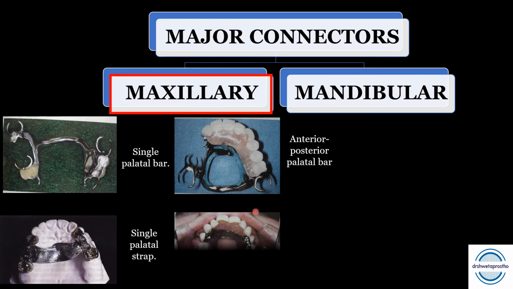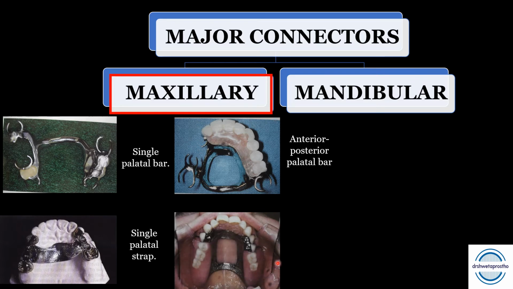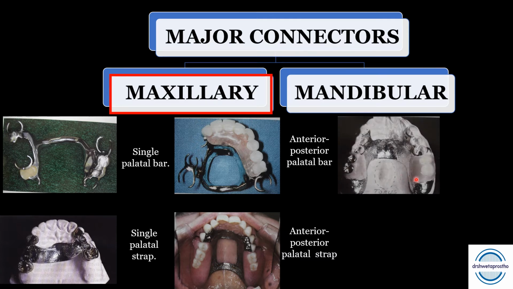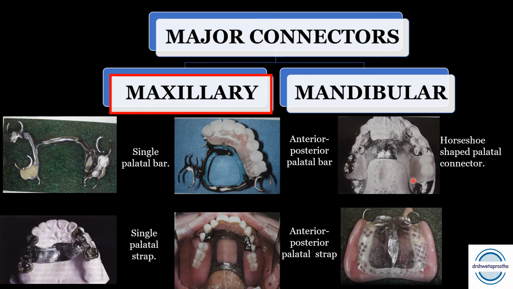Then we have the anterior-posterior palatal strap. Anteriorly and posteriorly two straps with the longitudinal connectors. Then we have the horseshoe-shaped palatal connector. There is no posterior component in this, it is U-shaped. Then last we have the palatal plate, which covers more than half of the palate. Now this classification is based on the amount of the palatal coverage.